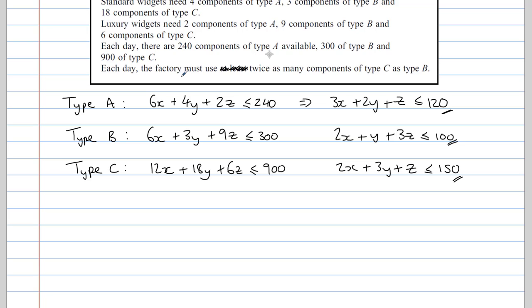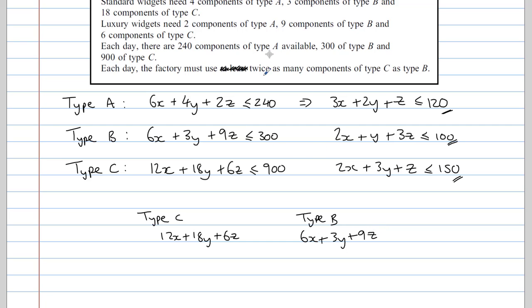So let's imagine it says each day the factory must use twice as many components of type C as type B. First of all, let's write an expression for the number of type C components and the number of type B components, which we've already done here. Don't use the simplified ones. They don't represent the number of the types of component. The original equations do. So type C, which we'll have on the left hand side, is 12x plus 18y plus 6z. The 900 is not to do with the total number of components, it's just a limit on the components, it's not the actual number, so ignore that for now. For type B, we've got 6x plus 3y plus 9z.